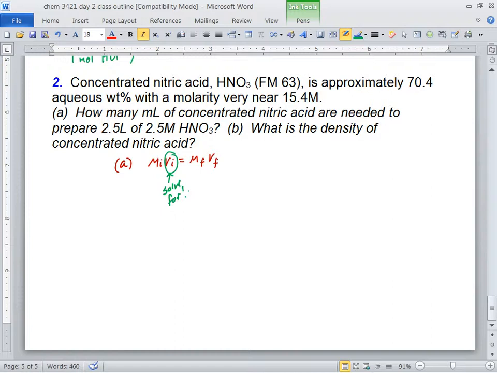You see this, Ida? You see what Mi is going to be? Mi is going to be the initial concentration. What are they starting out with? 2.5. Well, that's where they want to end up. And they want to make 2.5 liters of it. So that MF would be 2.5. VF would be 2.5 liters. But the MI would be... Yeah, the 15.4. Exactly. That's the MI. That's what you're starting out with.